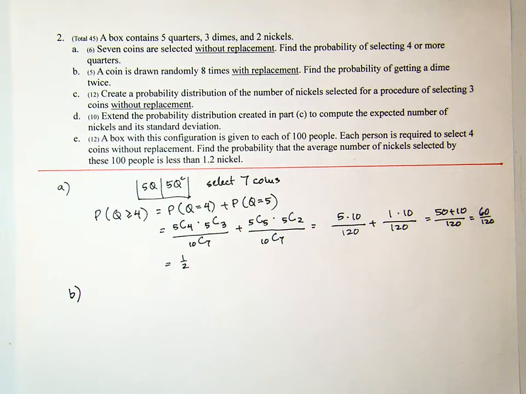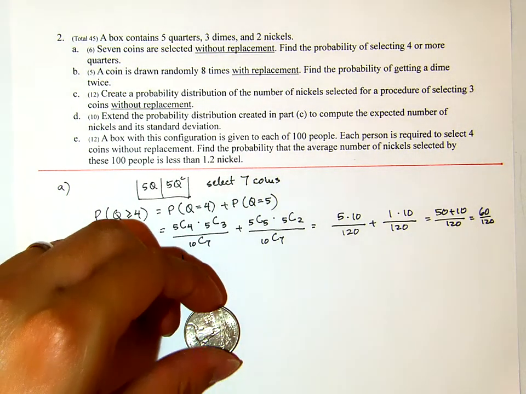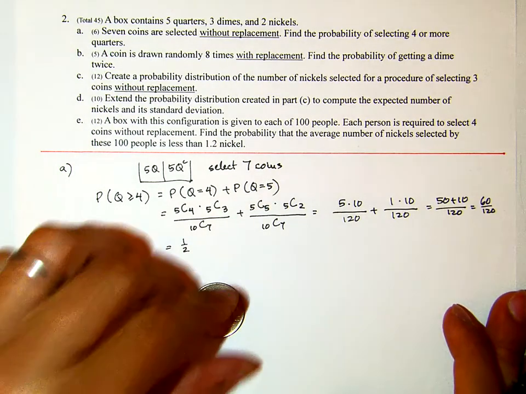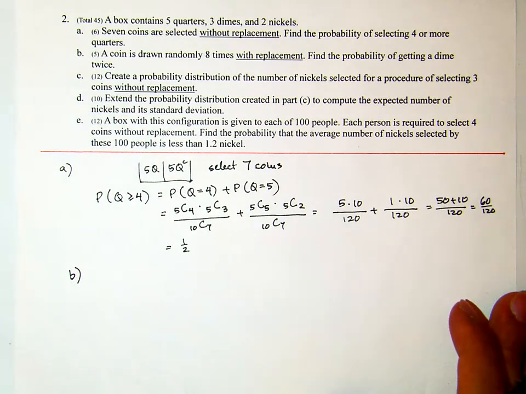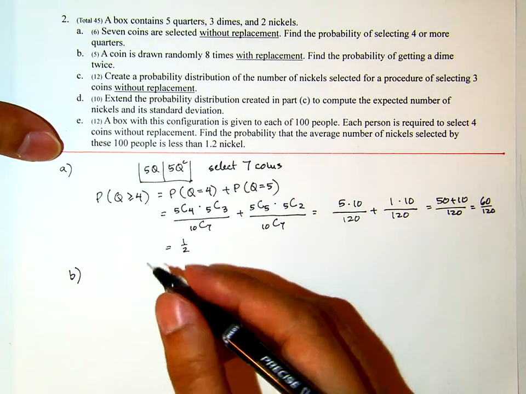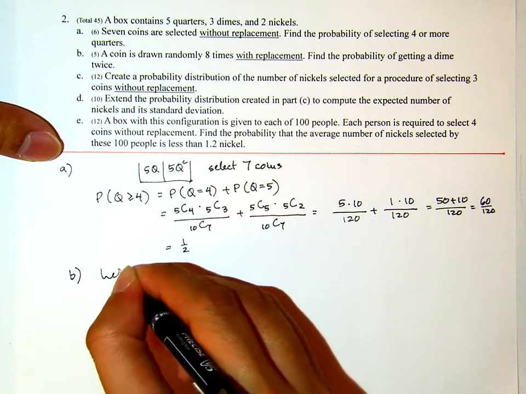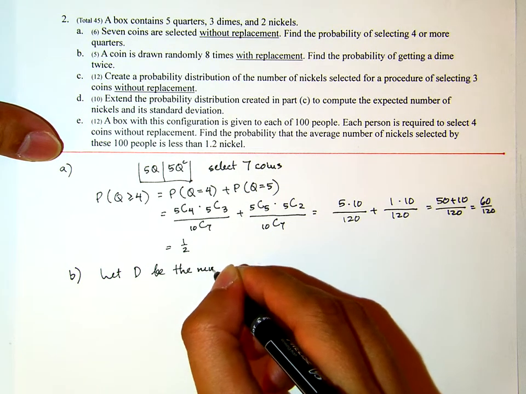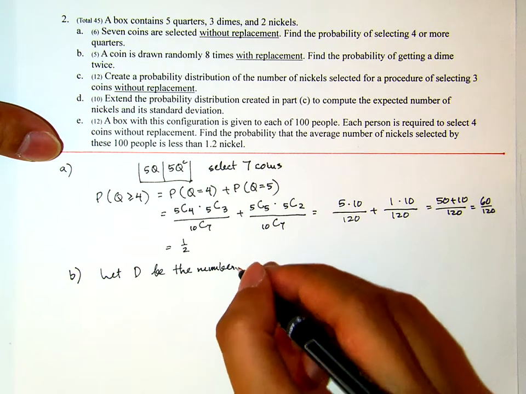A coin is drawn randomly 8 times with replacement. Now once you see replacement, it means the coin that you choose, after you select that, you put it back, right? You put it back, and therefore the probability of that coin being selected the first time and the second time are the same. Now this initiates a binomial distribution. Okay, now let's define a variable then. Let D be the number of dimes selected.